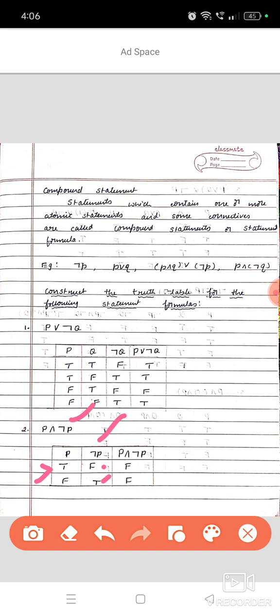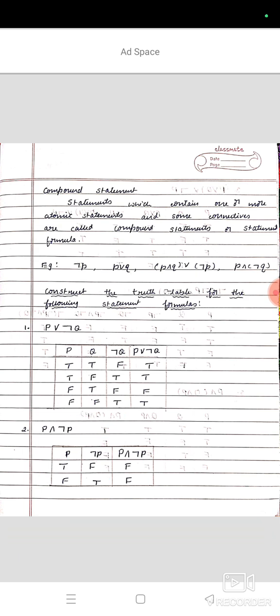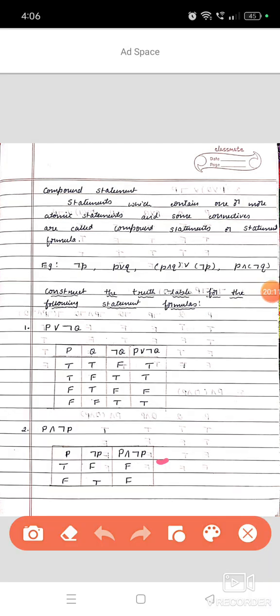Now we combine these two with the AND operator. True and false is false. The AND operator is false if any one statement is false. It is true only if both are true. And here also, P true and not P false, and P false and not P true: false, true, false. Both are false.